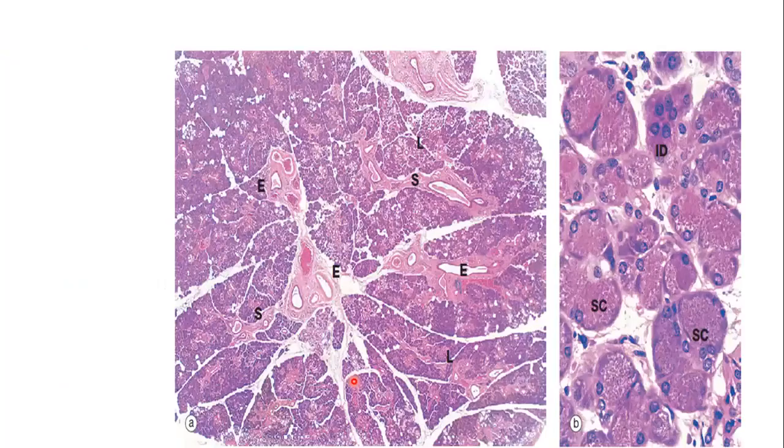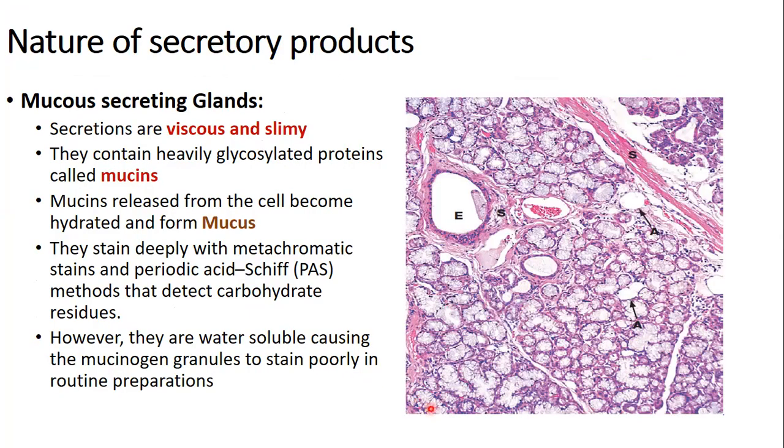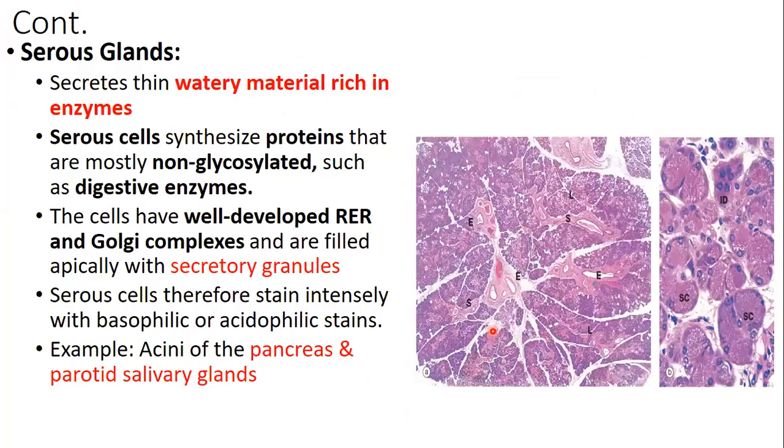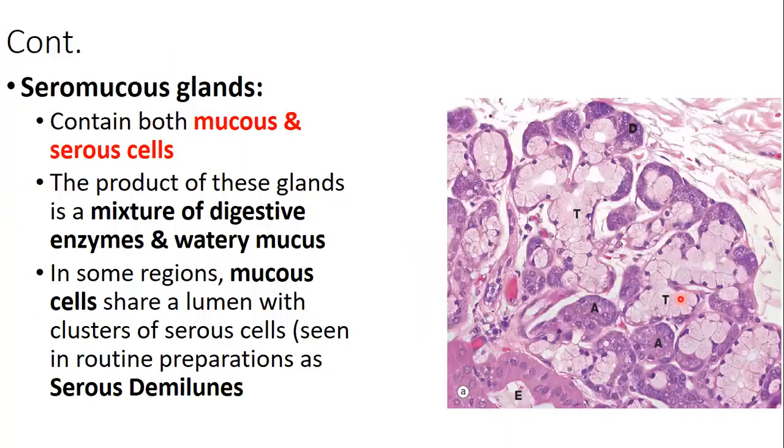So the last classification under means of secretion is a combination of the mucus producing cells or glands, and the serous producing glands. We call that seromucus glands. It's a gland that is producing serous fluid at the same time as mucus. So we call them seromucus glands.